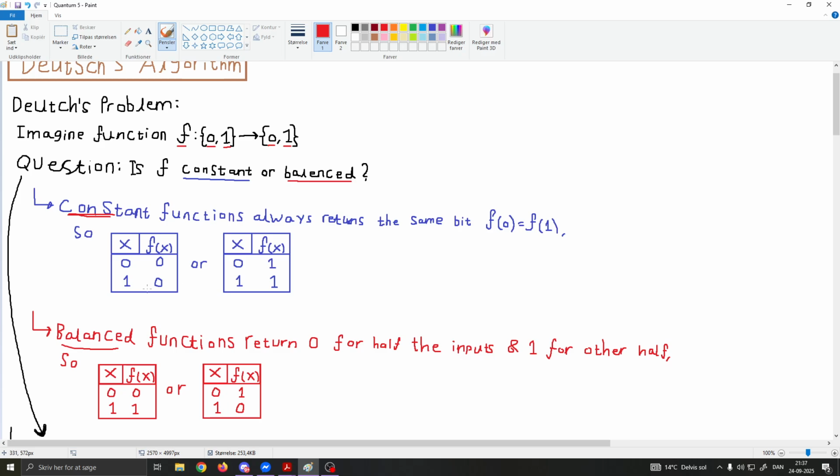So there are two scenarios. Either it returns 0 if you input either 0 or 1, or just the other case, which is that it always outputs 1, regardless of the input, 0 or 1. This is if the function f is constant.